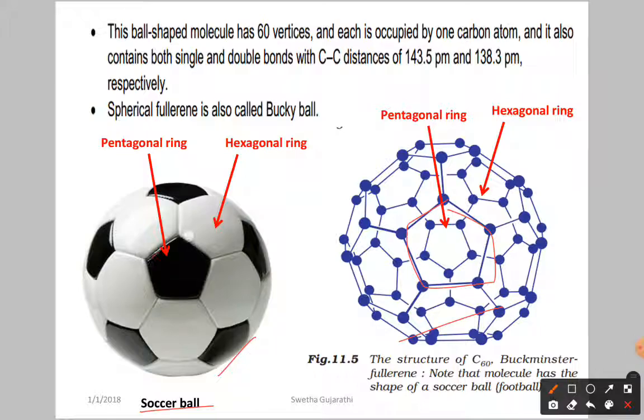You can see here we have the pentagonal rings in the ball, and we have the hexagonal rings. So it is going to match with our soccer ball. Here around the pentagonal ring we have the hexagonal rings. Here you can see these are the hexagonal rings, the white ones. The black ones are the pentagonal rings.